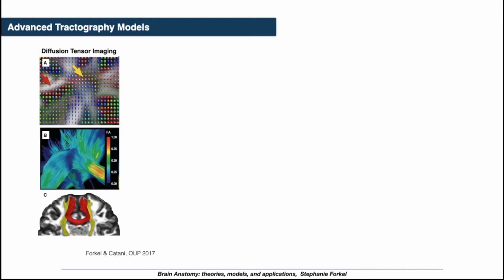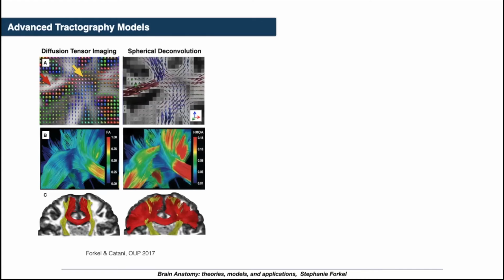Now, with advanced methods, we're actually able to resolve the crossing a lot better. And you see that in the map on the top, where the crossing is resolved to a certain degree. And then also in the reconstruction, you can now see on the bottom that we suddenly see those beautiful lateral projections of the corpus callosum. So this is a huge advantage of advanced tractography methods.